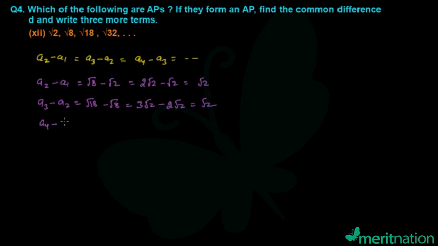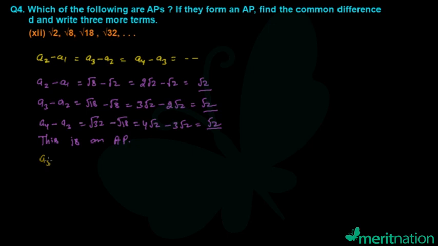a4 minus a3 is again the same: root 32 minus root 18. They are not looking like terms, but if we simplify them, we can. So root 32 is 4 root 2 and root 18 is 3 root 2. If we subtract, we get root 2. Since the differences are the same, this is an AP. Since this is an AP, we need to find 3 more terms of this AP.